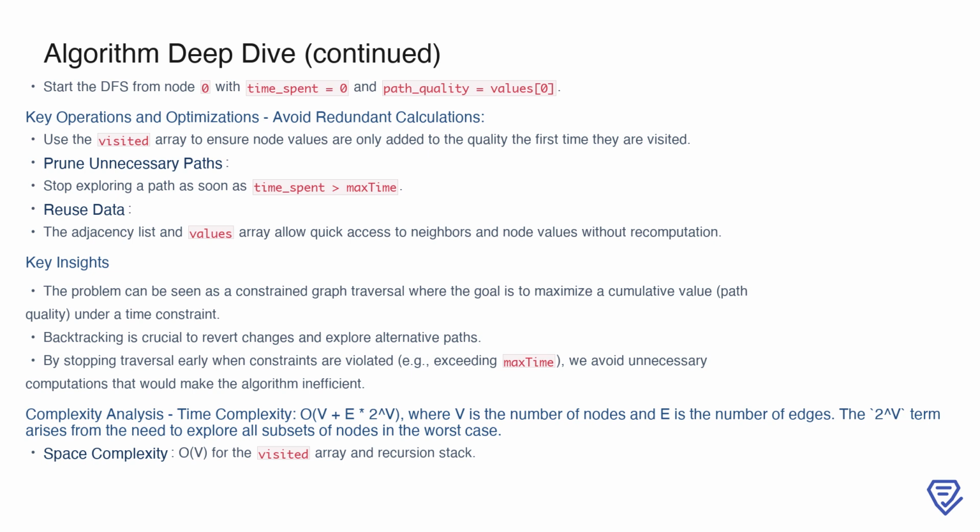Overall, this problem can be seen as a constrained graph traversal where backtracking is essential for exploring alternative paths. The time complexity is determined by the need to explore all subsets of nodes in the graph, while the space complexity accounts for the visited array and the recursion stack.